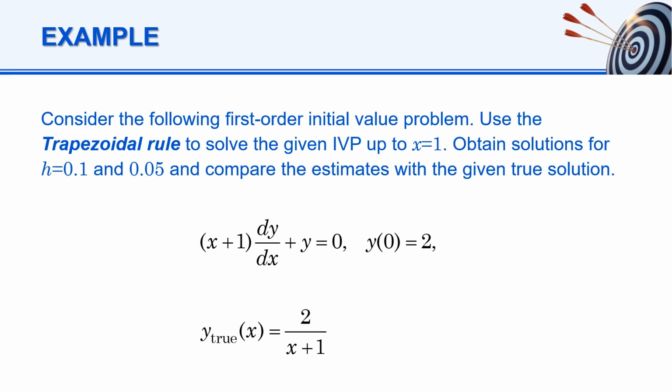Let us consider the following first-order initial value problem. We wish to use the trapezoidal rule to solve the given IVP up to x equals 1 and obtain solutions for h equals 0.1 and 0.05 and compare the estimates with the given true solution.